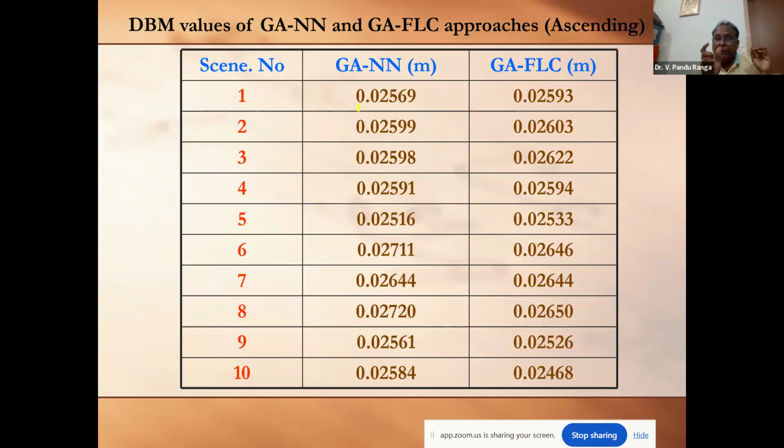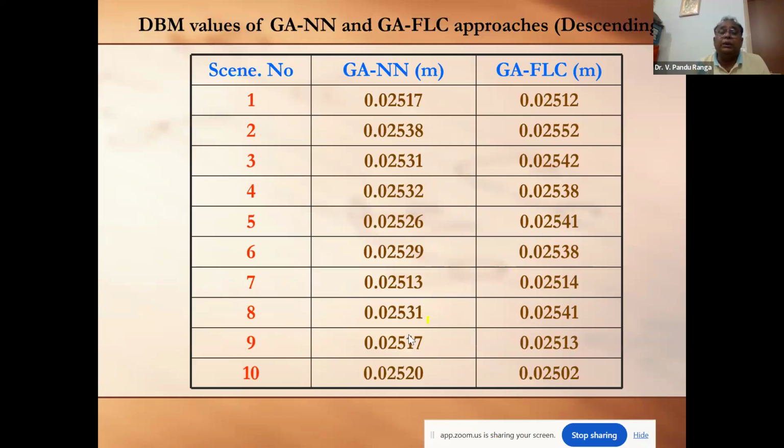We're trying to maximize, which means we're trying to push the ZMP towards the center so that the maximum value could be 30. If I finally push the ZMP towards the center, it could give a measurement of 30 millimeters, but it has come to be 0.02526, 0.027, like that, trying to maximize the balance. This is for ascending, and here also are the 10 test cases for descending.